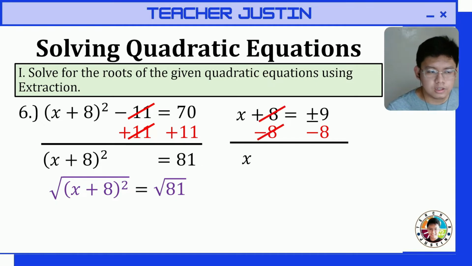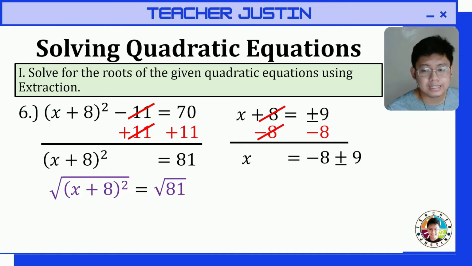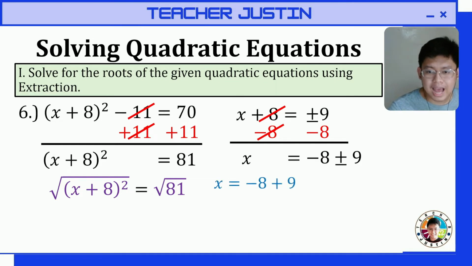Tapos, positive negative 9 minus 8. So, kopyahin natin siya in this form. We will have it as negative 8 plus minus 9. Kasi dalawa yung operation ni 9. Isang i-add natin at isang minus. Okay? So, start tayo with pag-add ng dalawang numbers natin. Negative 8 plus 9. So, negative 8 plus 9, that will give us positive 1.